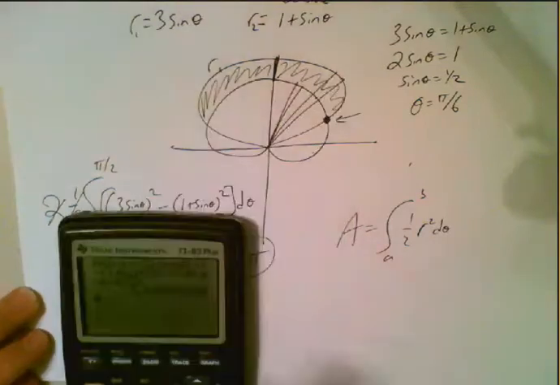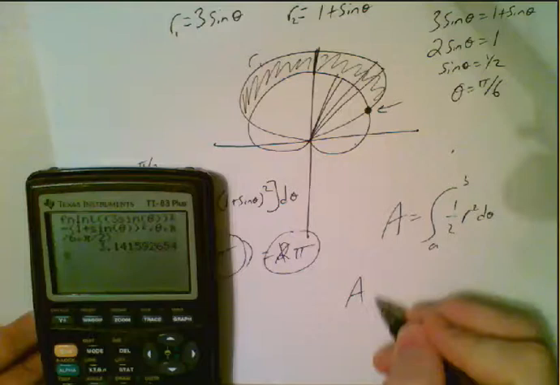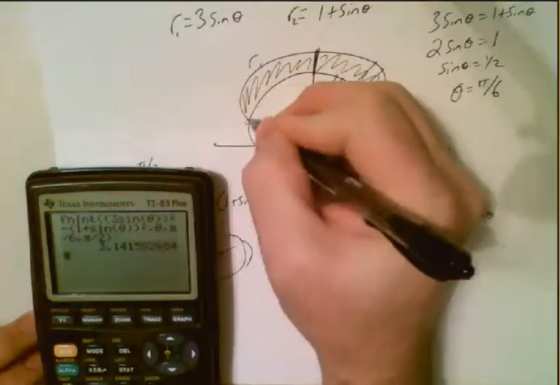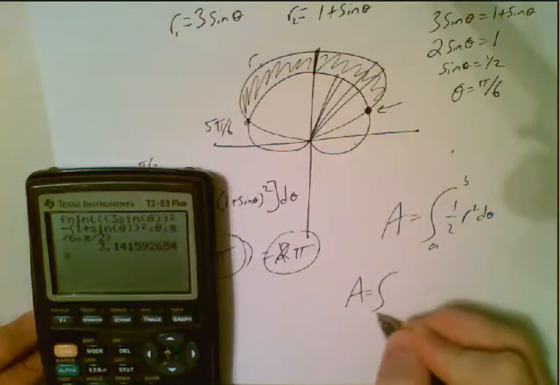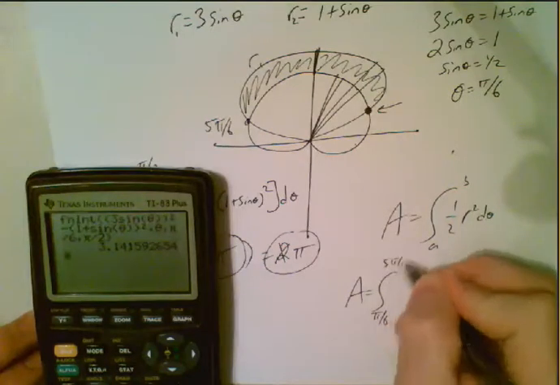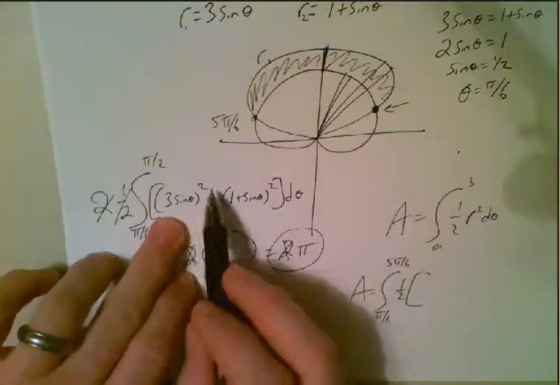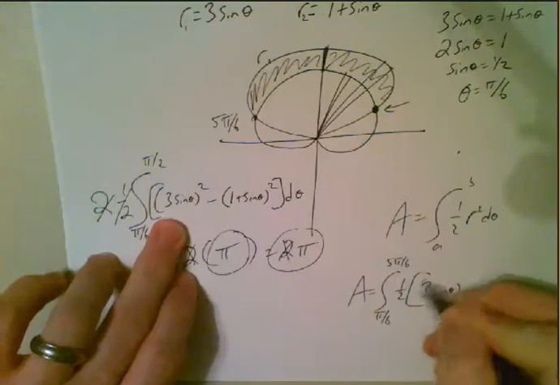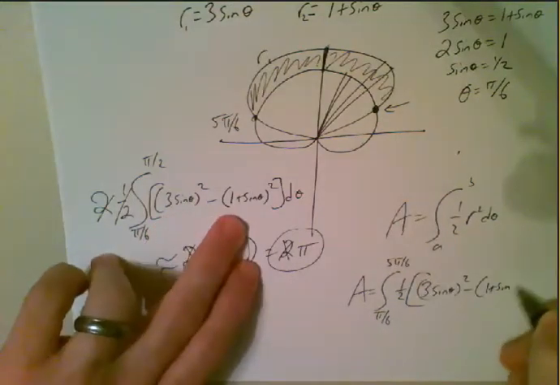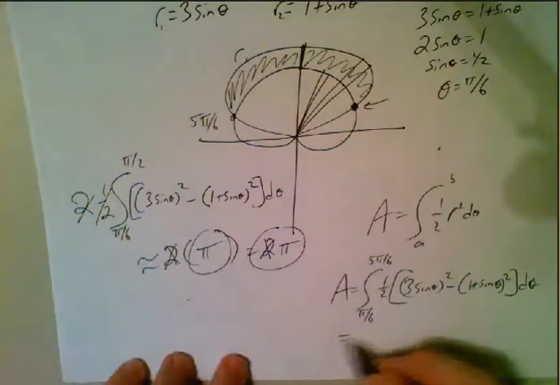Okay, let's just double check. Let's be sure, because I don't know. I'm sure you're feeling a little strange about that shenanigan. So let's just do it as if I was going all the way around. Let's go to 5 pi over 6. So let's do it the right way. So pi over 6 to 5 pi over 6. 1/2 of this thing. It's the same equation at least, right? It's still big radius squared minus little radius squared. So it's still this. Okay, and now let's figure that out.